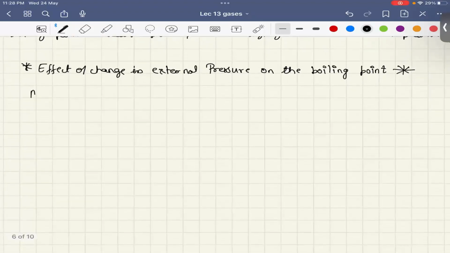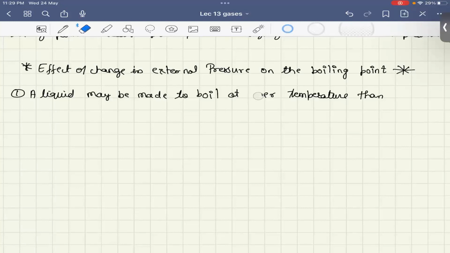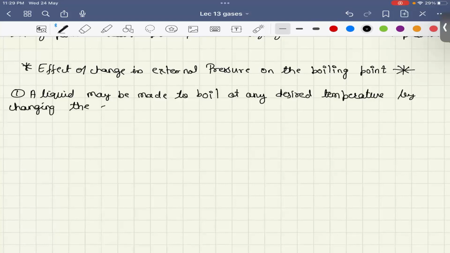So let us write this down. A liquid may be made to boil at any desired temperature by changing the external pressure, right?